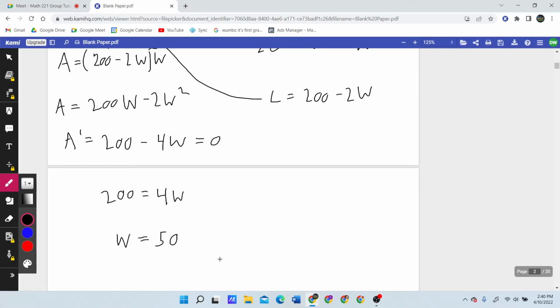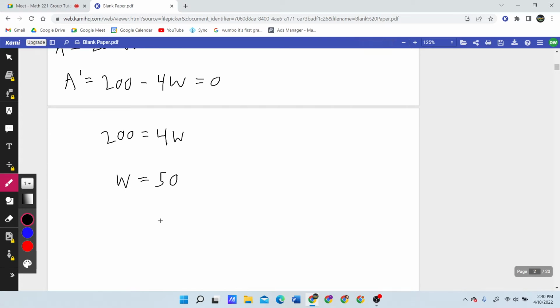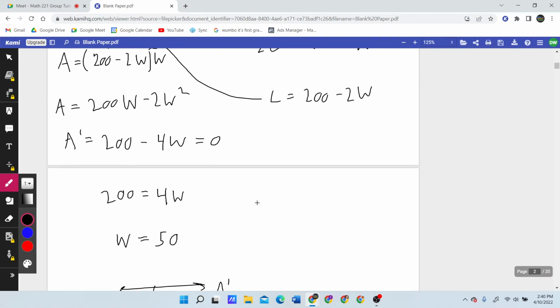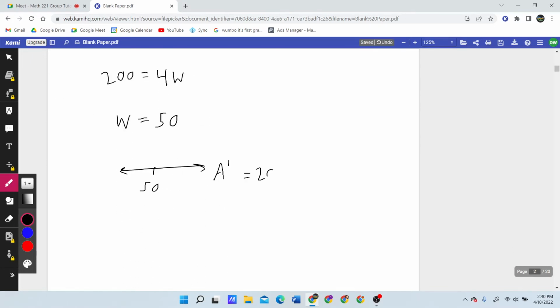Now, is width equals 50 the max width? Probably, but we haven't proved it yet. You need to now plug it into a number line and use the first derivative test to actually test out our answer. So for this one, I know 50 is my critical point that goes on the number line. I'm then going to plug in points into my first derivative of area, which we said A prime was equal to 200 minus 4W.